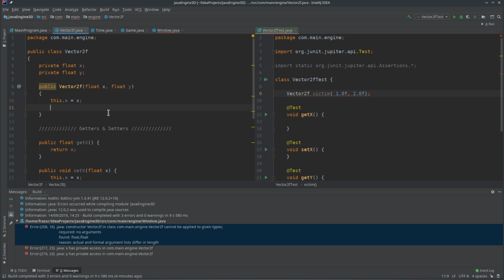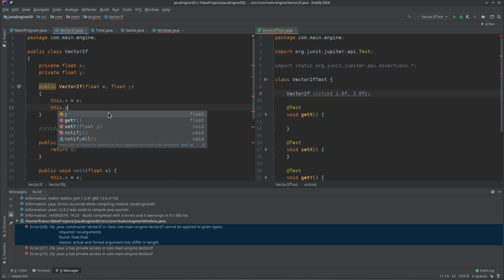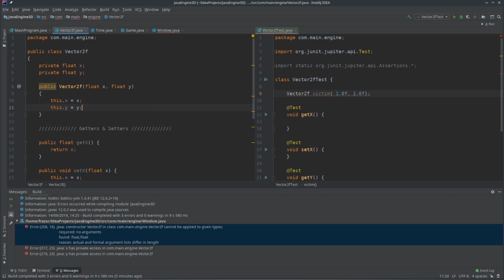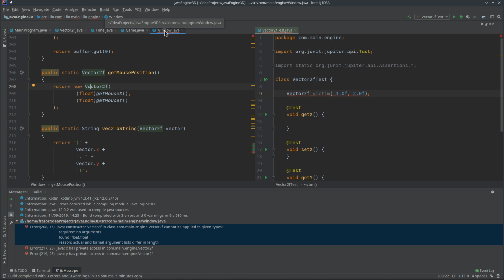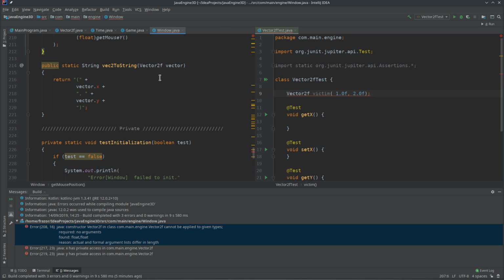I don't know what your editor will do, but good luck with it. this.y equals y. So very simple standard constructor. And that should work. Okay. Now what's Window.java doing here? There we go. It's still not happy about something here. Oh yes. That's wrong now, isn't it? Yes, it is.